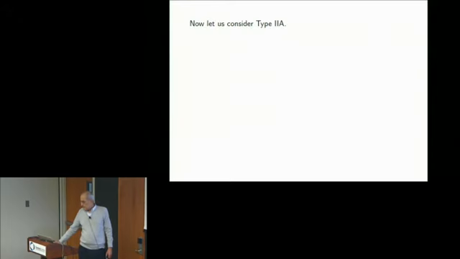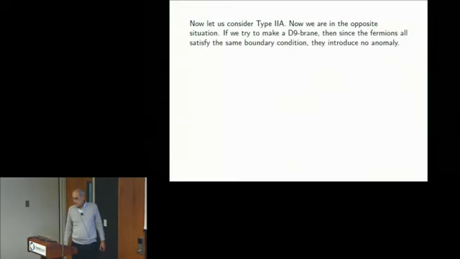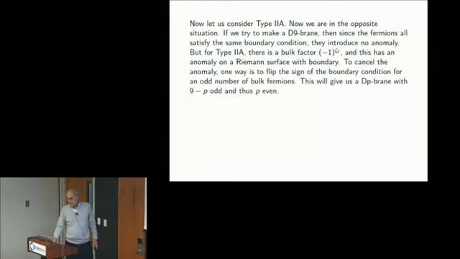But first, let's consider type 2a. Now we're in the opposite situation. If we try to make a D9 brane, since the fermions all satisfy the same boundary condition, they introduce no anomaly. But we have a problem anyway because there's a bulk factor (-1)^ζ, and this has an anomaly on a Riemann surface with boundary. So what are we going to do about it?